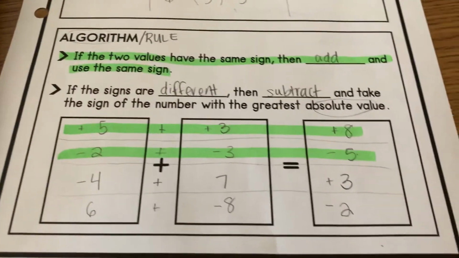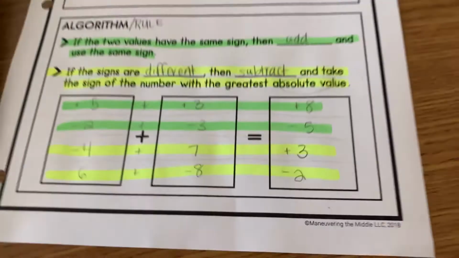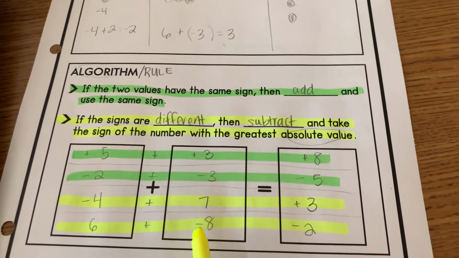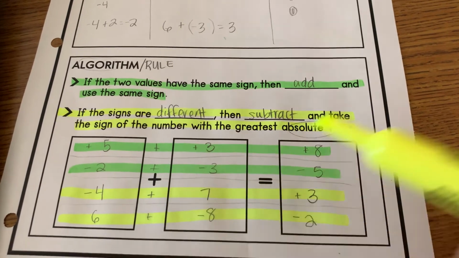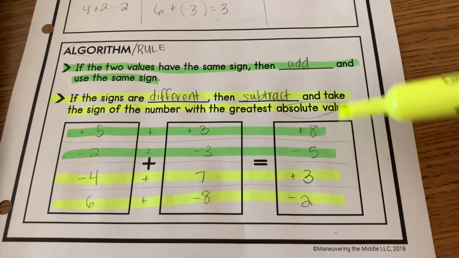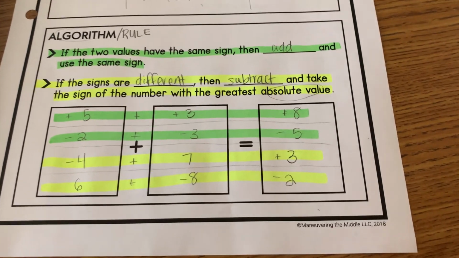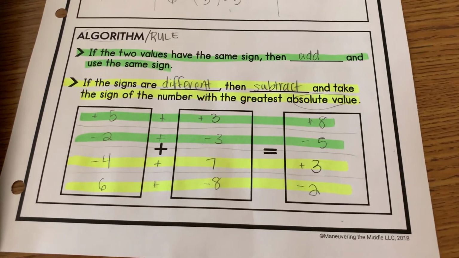So let's go ahead and color code this. I'm going to highlight the rule and the examples so they're all color coordinated. Go ahead and highlight with me. Here's what it's going to look like. So these two problems down here are examples of what to do when the signs are different. And these two problems up here are examples of what to do when the signs are the same. Okay? So that's the algorithm or rule for adding integers.